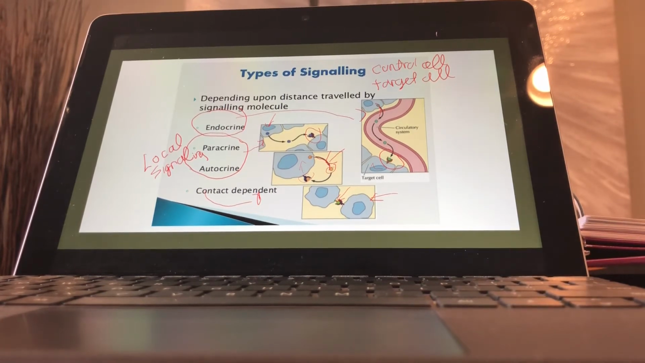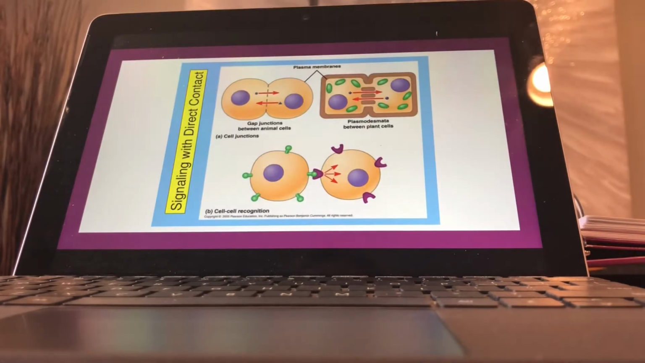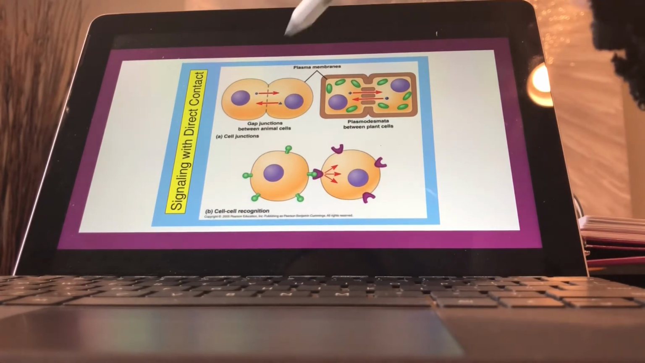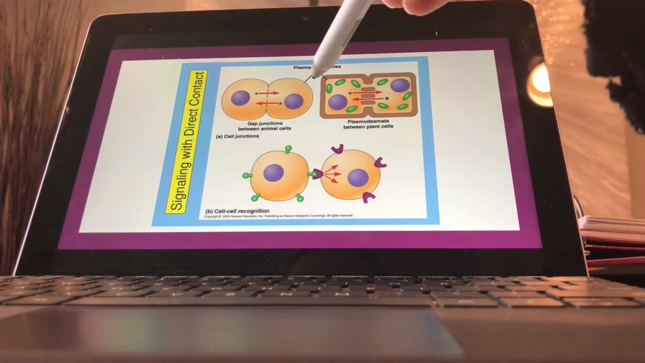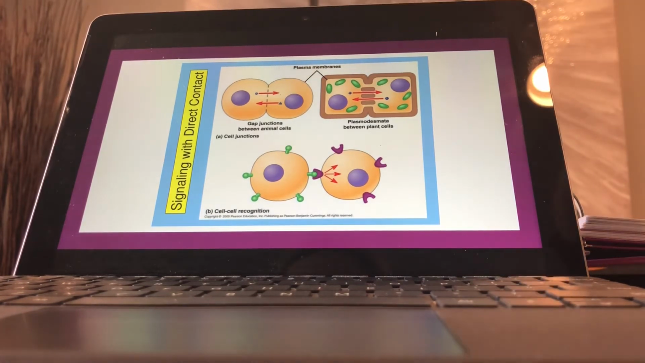And now what I'm going to do today is go into more detail on contact dependent signaling. You're going to have to know some actual examples of direct contact cells. For example here, this is just general. This would be an example of direct contact where the cells are already like a tissue, and they can send messages back and forth.